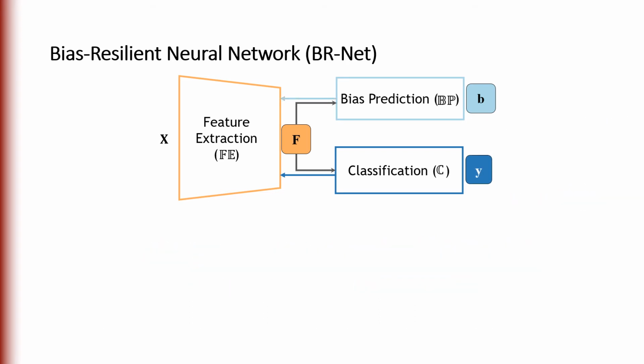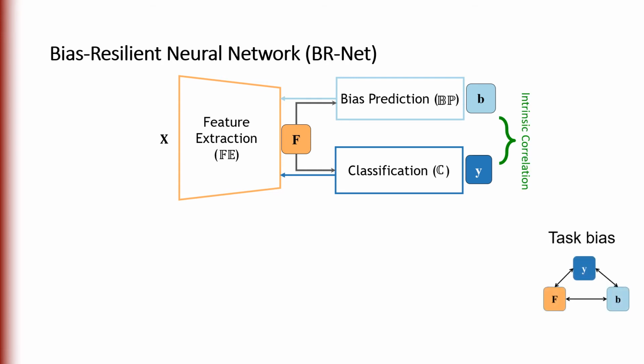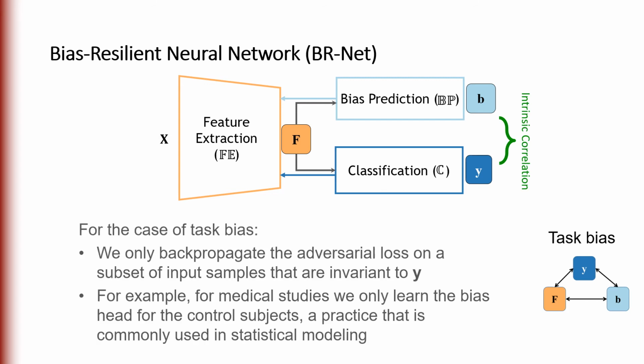This architecture can remove the dataset bias by removing the effects of B from F, while F is predictive of Y. However, in the case of task bias, there is an intrinsic correlation between the bias and the output Y, which prevents the model from obtaining the set of proper invariant features. Therefore, we use a method used by traditional statistical modeling and only incorporate the adversarial head on the subset of the input samples that are invariant to Y.